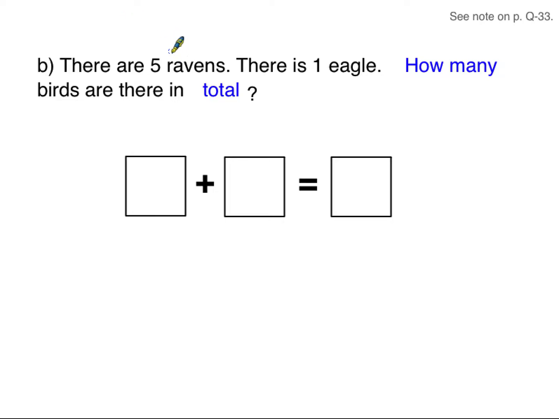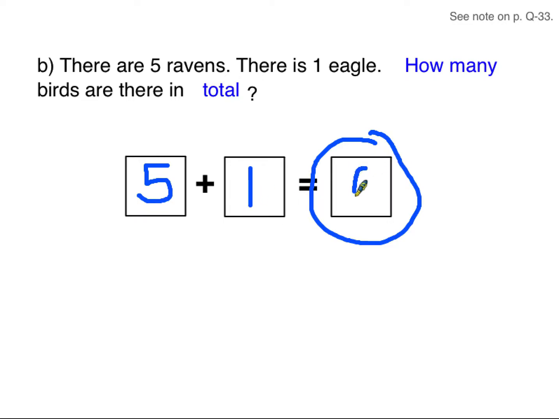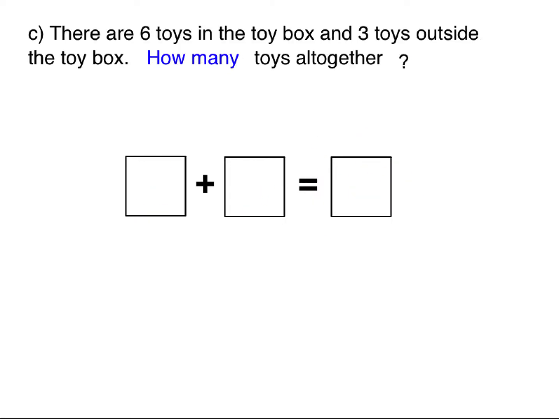There are 5 ravens. There is 1 eagle. How many birds in total? We don't know the total. Total goes over there. We know that we have 5 ravens and 1 eagle. We know that we now have 6 birds.